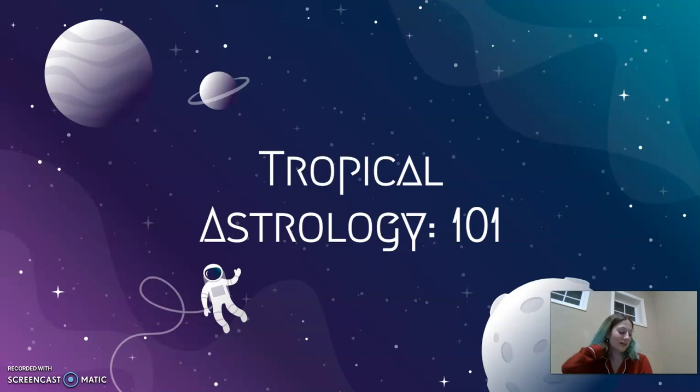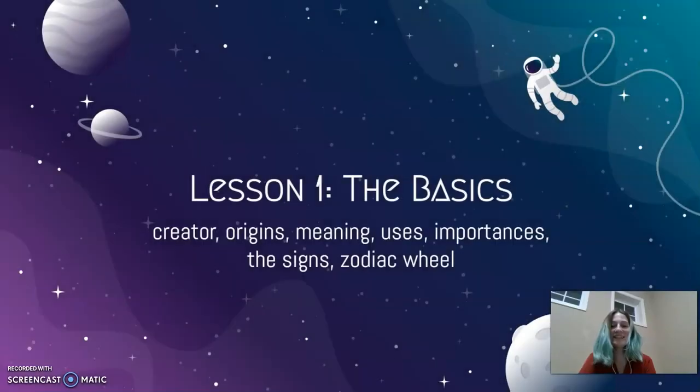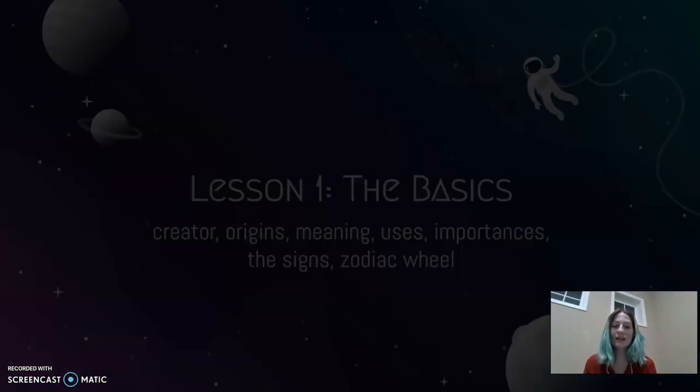This is kind of weird to make, but we're gonna roll with it. So, this is lesson one, and it's the basics. What we're gonna learn today is who the creator is, the origins, the meaning, the uses, the importances, the signs, and the zodiac wheel. So in total, there's like 20 slides. So it's not gonna be that hard, okay? I promise. And the assignment isn't that hard either. You will see. But let's just begin.